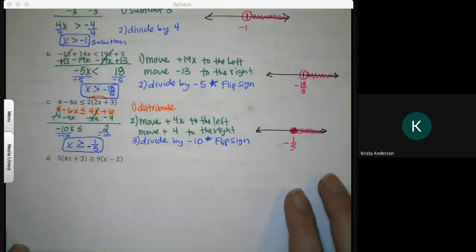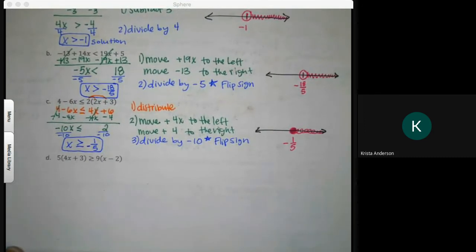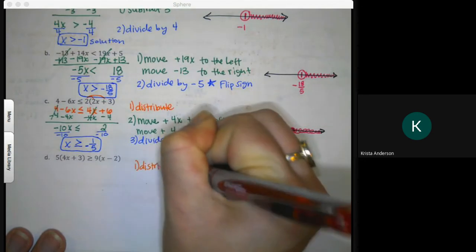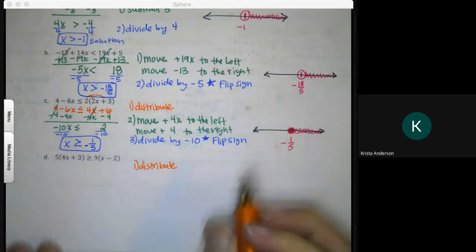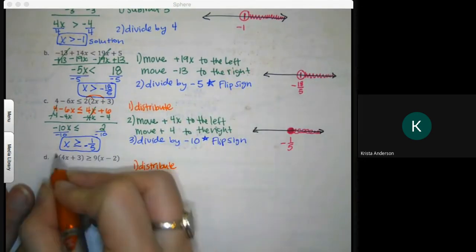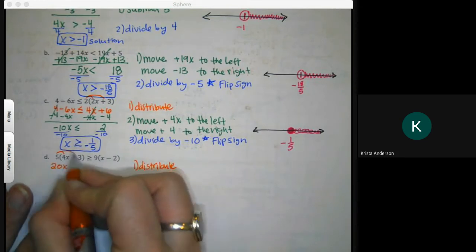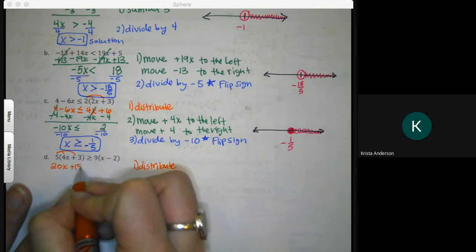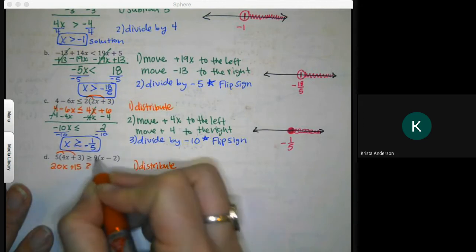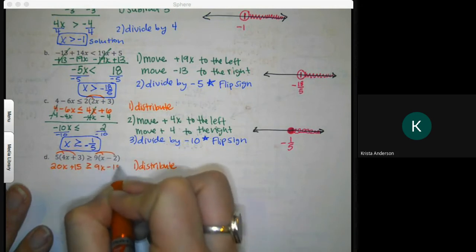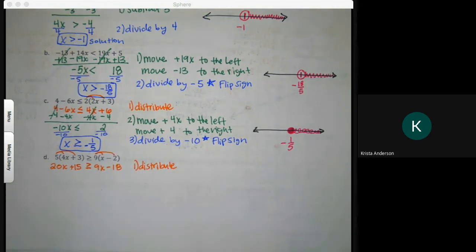Question B. Same thing, I have to distribute first. This time I have 2 sets. 5 times 4 is 20x. 5 times 3 is 15. 9 times x is 9x. 9 times negative 2 is negative 18.